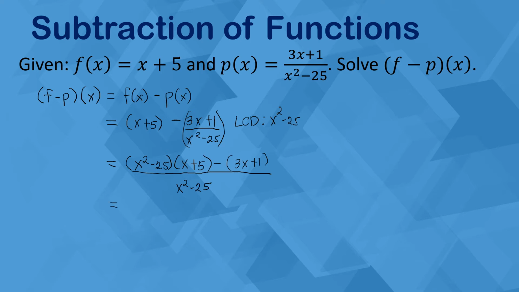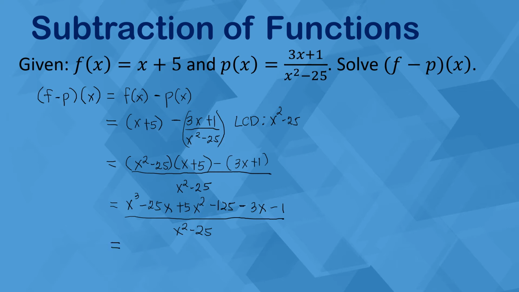Okay, so we get the product of the two binomials. x squared times x is x cubed, negative 25 times x is negative 25x, x squared times 5 is positive 5x squared, and negative 25 times 5 is negative 125, minus 3x minus 1, over x squared minus 25.